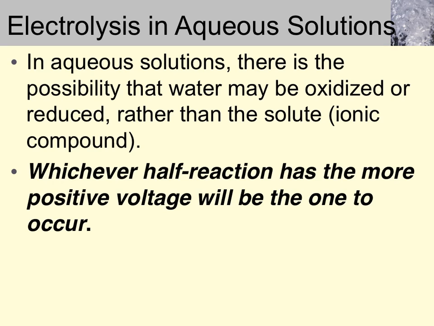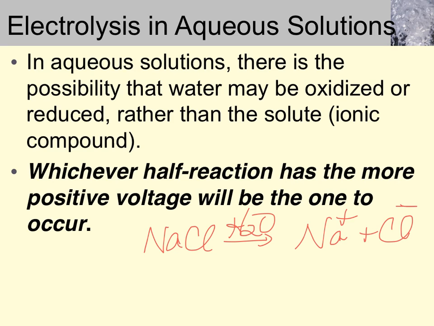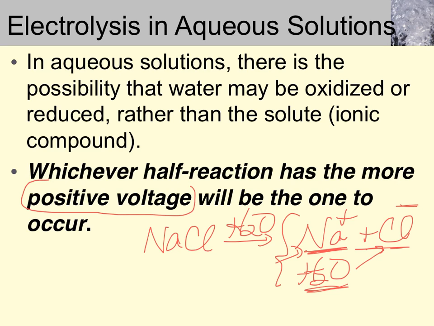Now, as I said before, if a salt like sodium chloride is dissolved in water rather than melted in a pure form, then you have three substances. You have both the cation and anion present, but you also have water molecules present. So when you're trying to decide what the products are going to be at the cathode and anode, you need to consider all of these components. And whichever component is easier to oxidize or reduce will be the one that does so.